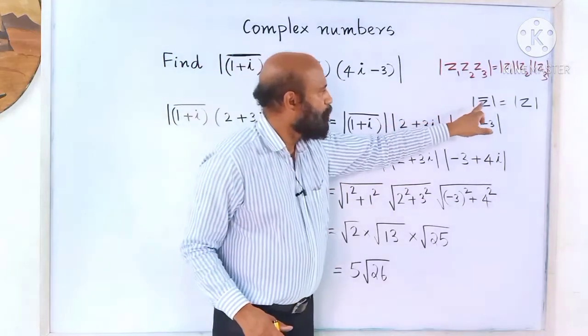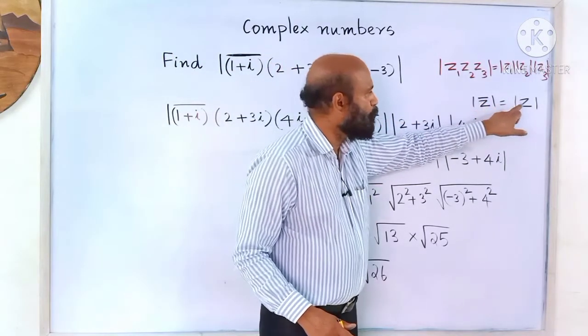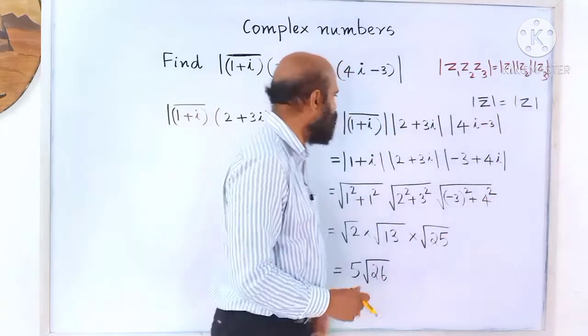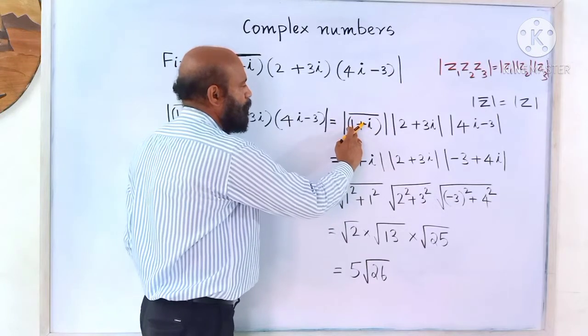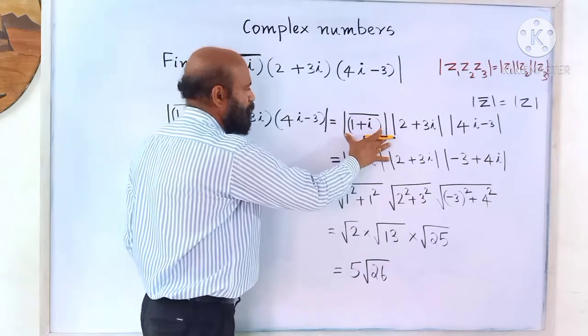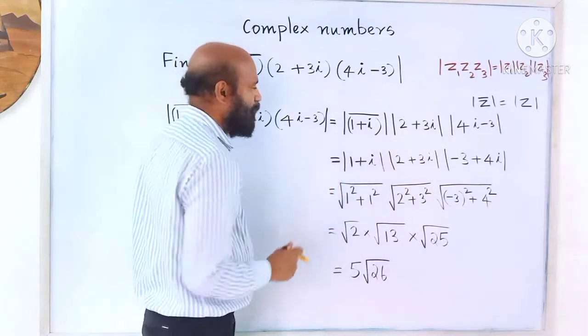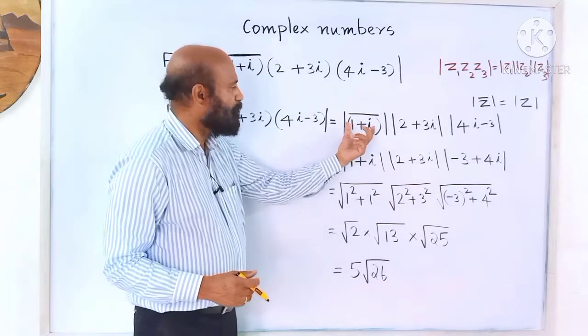Then modulus of the conjugate of a complex number is equal to modulus of the complex number. Modulus of z conjugate is same as modulus of z. So this can be written like this. Conjugate of 1 + i, its modulus, so you can write it as modulus of 1 + i, because when you take the conjugate, modulus will not change.